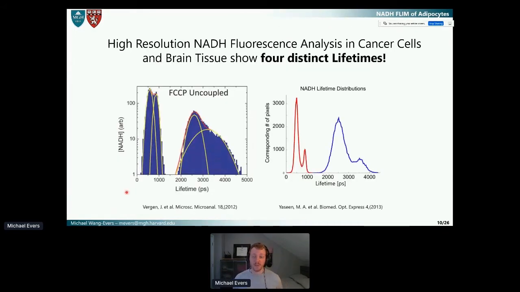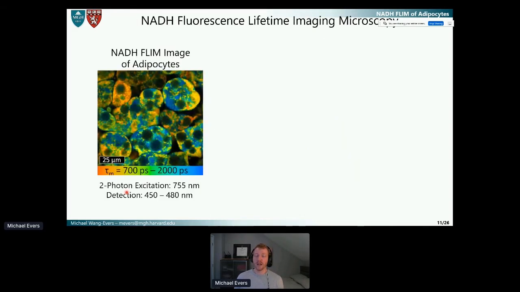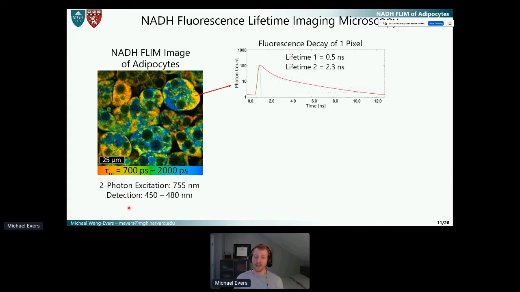We looked into the literature, and when I started my PhD, I found these two papers and was interested in them because NADH in these two papers actually had 4 distinct fluorescence lifetimes. So I wanted to look into the fat cells, the adipocytes, and see if I can also maybe find 4 fluorescence lifetimes instead of just 2. So here's a typical image of adipocytes, and we did a 2-photon excitation, and then we analyzed a single pixel, did the fluorescence lifetime decay, and as you can see, just like it used to be, we have 2 fluorescence lifetimes in that one pixel.